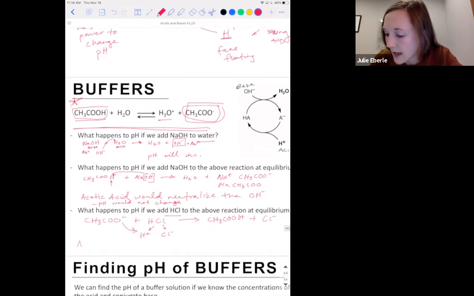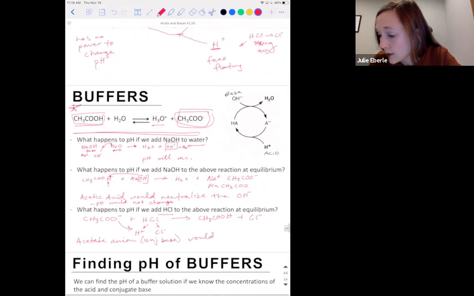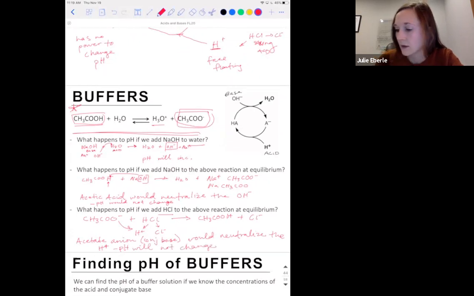So we say the acetate anion, which is the conjugate base, would, the word here is neutralize the H+. And again, pH will not change. Okay.